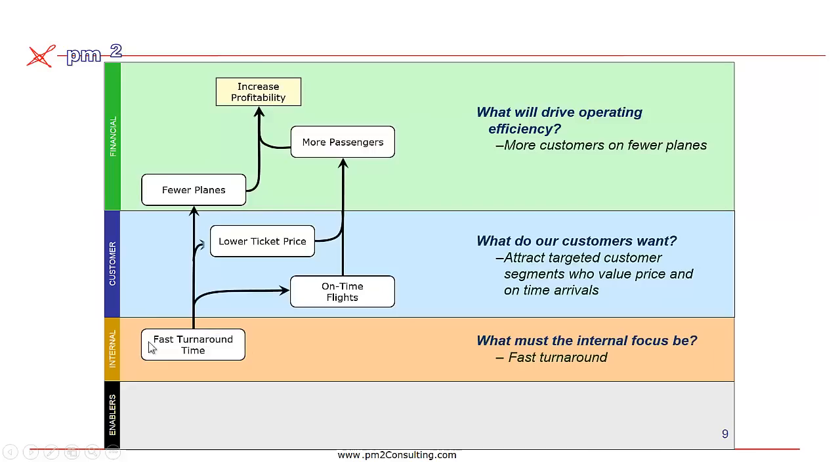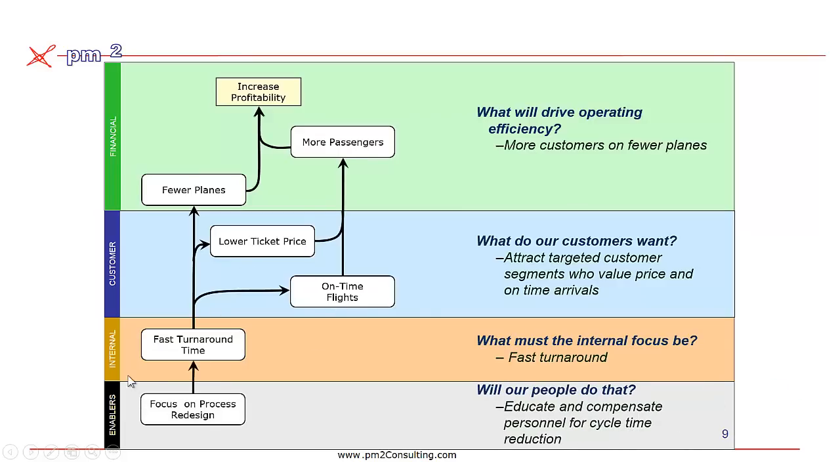Internally, the lead measure is if we can turn the planes around faster. This fast turnaround time is a lead measure for how many airplanes we might need, what our ticket price might be, and our ability to keep our flights on time. And at the bottom of this, it's about focusing on redesign. So this focus of redesign and improving our processes is a lead measure for actually improving the processes, which is a lead measure for fewer planes and so forth.